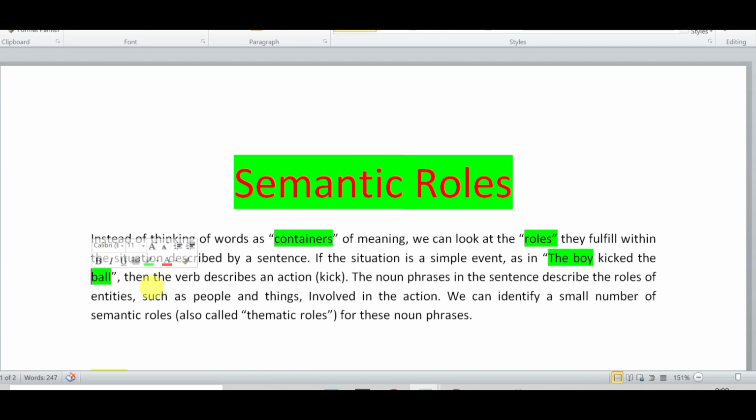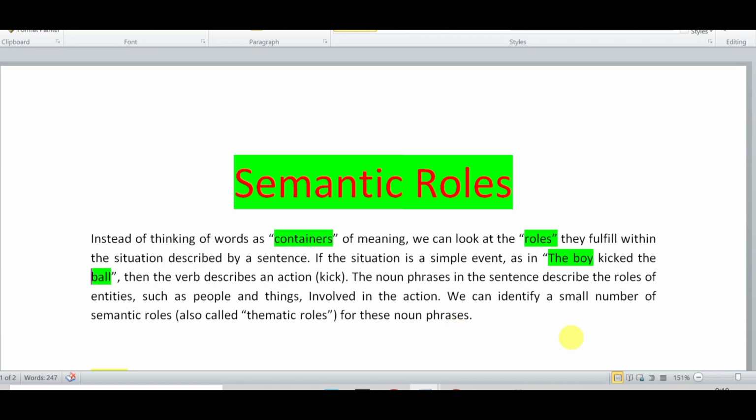The verb describes the action kick. The noun phrases in the sentence describe the roles of entities, such as people and things, involved in the action. We can identify a small number of semantic roles, also called thematic roles, for these noun phrases.